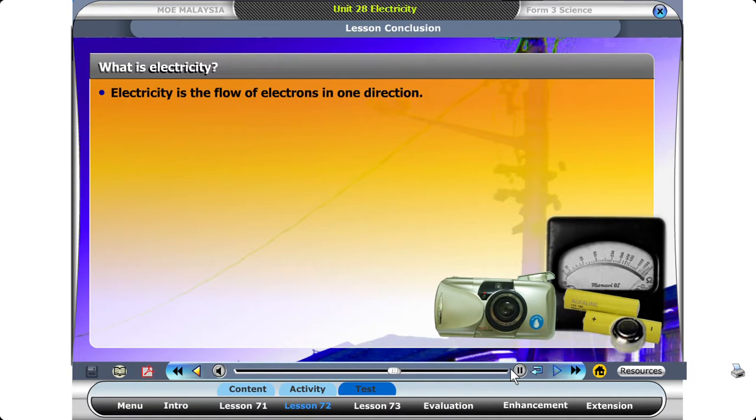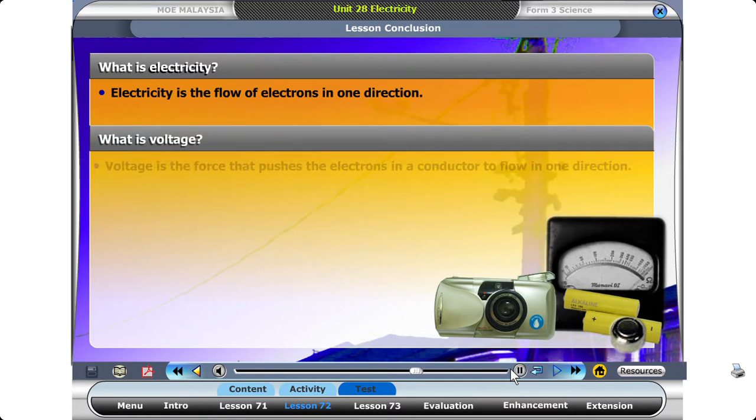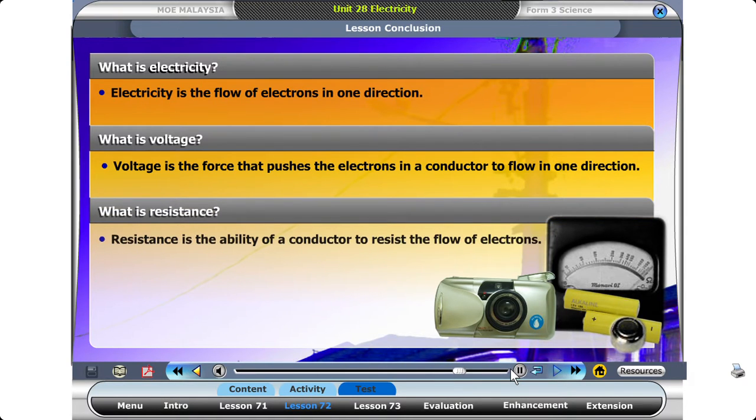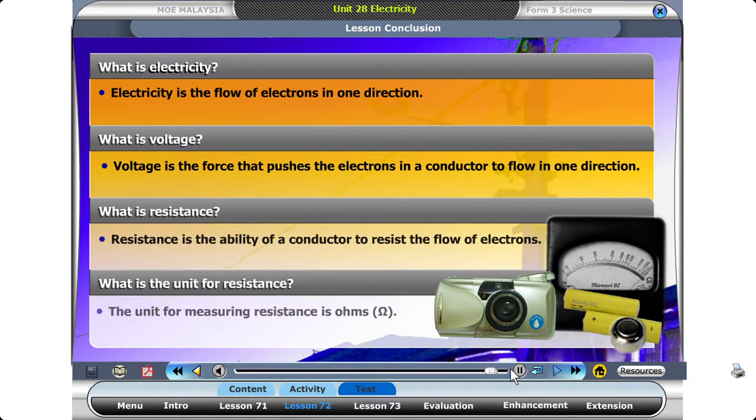Electricity is the flow of electrons in one direction. Voltage is the force that pushes the electrons in a conductor to flow in one direction. Resistance is the ability of a conductor to resist the flow of electrons. The unit for measuring resistance is ohms.